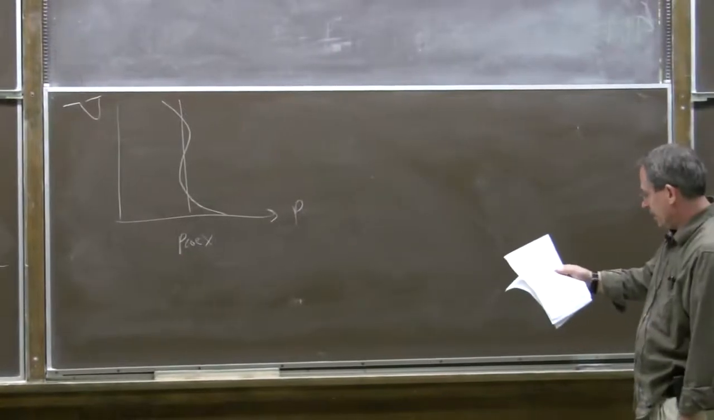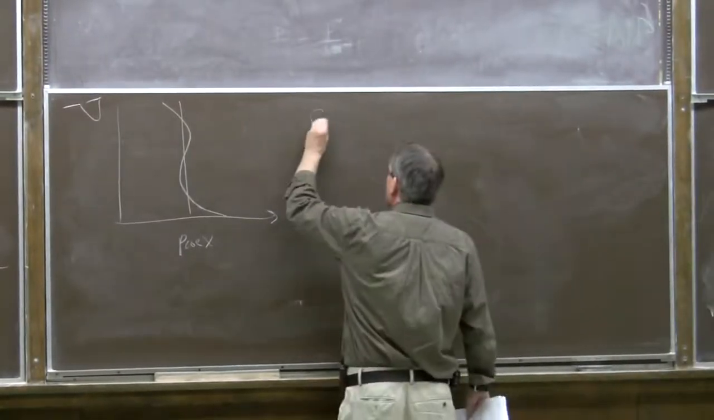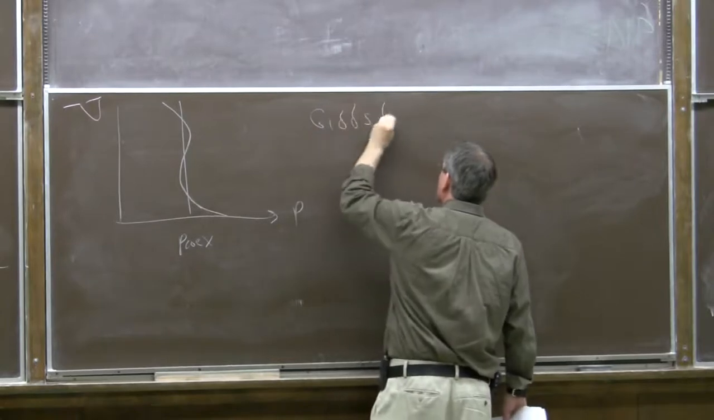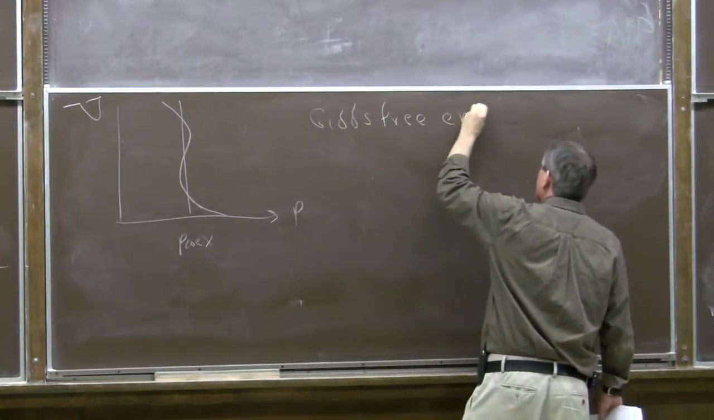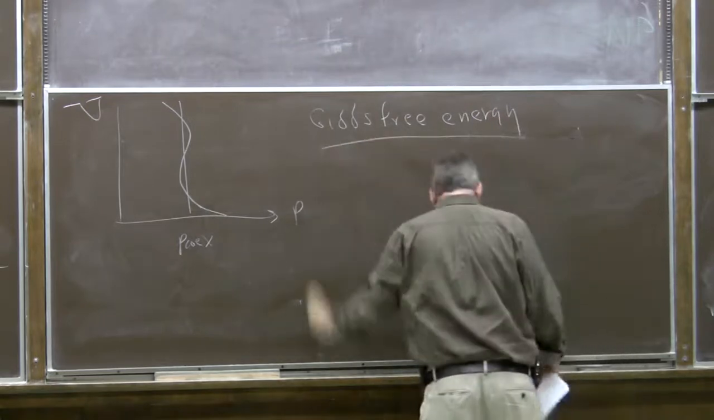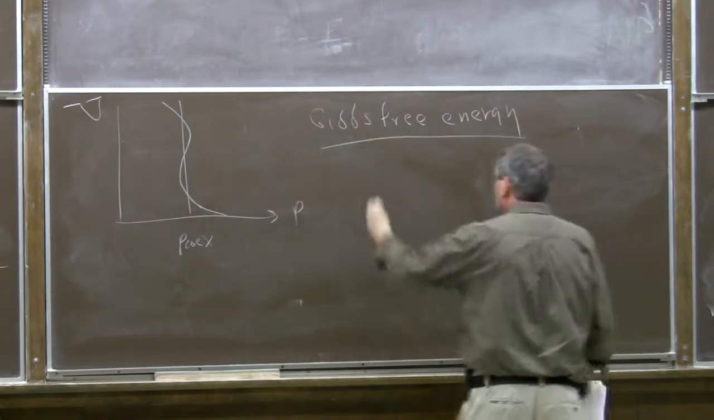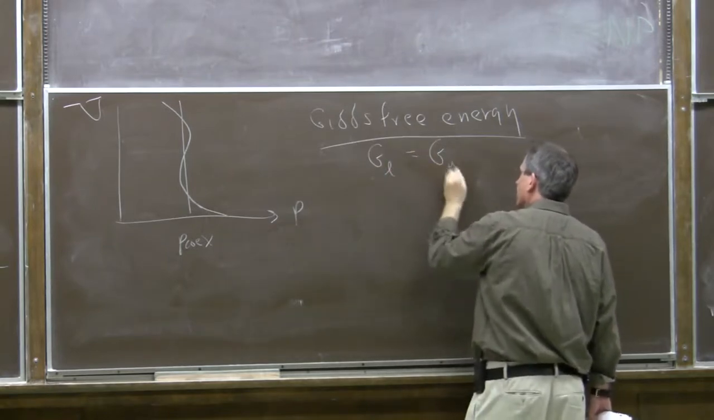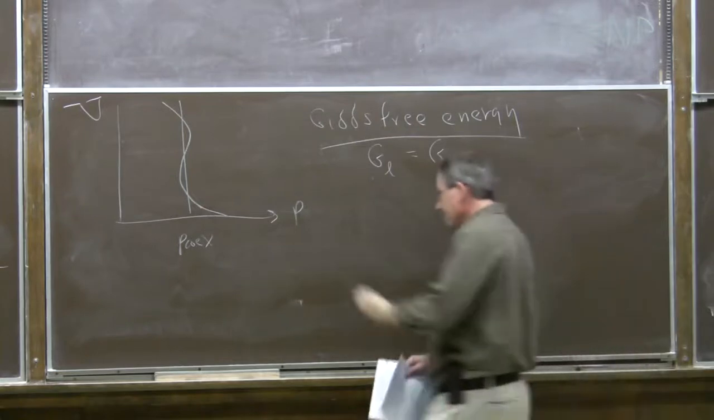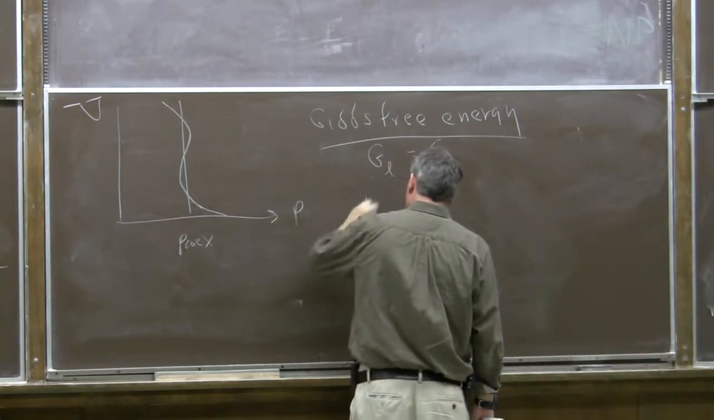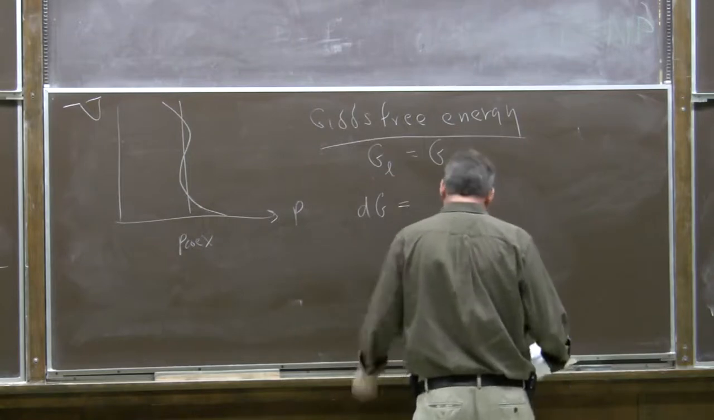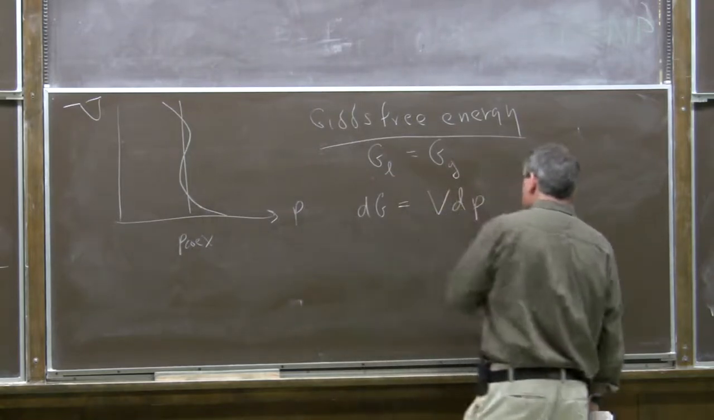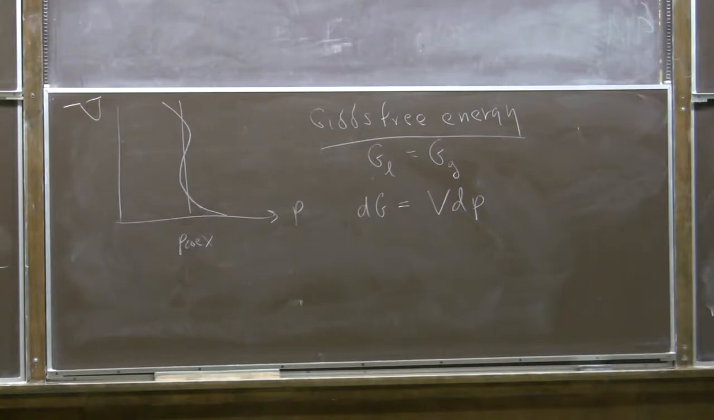So if we think about Gibbs free energy instead, remember in diffusive equilibrium, the Gibbs free energy of the liquid has to be equal to the Gibbs free energy of the gas, and dG is given by VdP. The partial derivative of Gibbs free energy with respect to pressure with temperature fixed is given by volume.